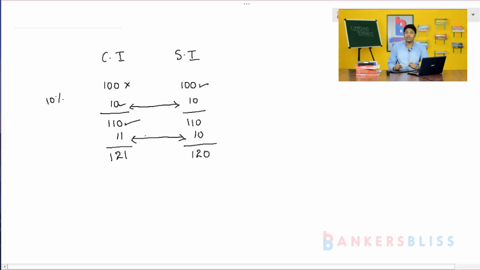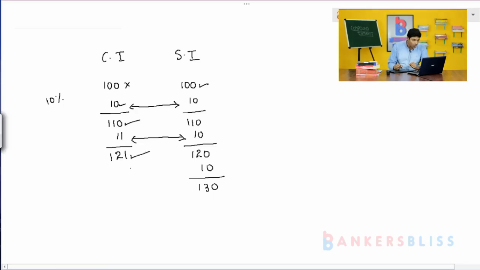Okay. So next, if you want to calculate the interest for the third year also, under simple interest the interest amount we are going to get is the same. So that is 130. The interest amount is 10, which is the same as the first year as well as the second year. But under compound interest, we have to calculate the interest amount on this 121, that is the total amount which we got after 2 years.